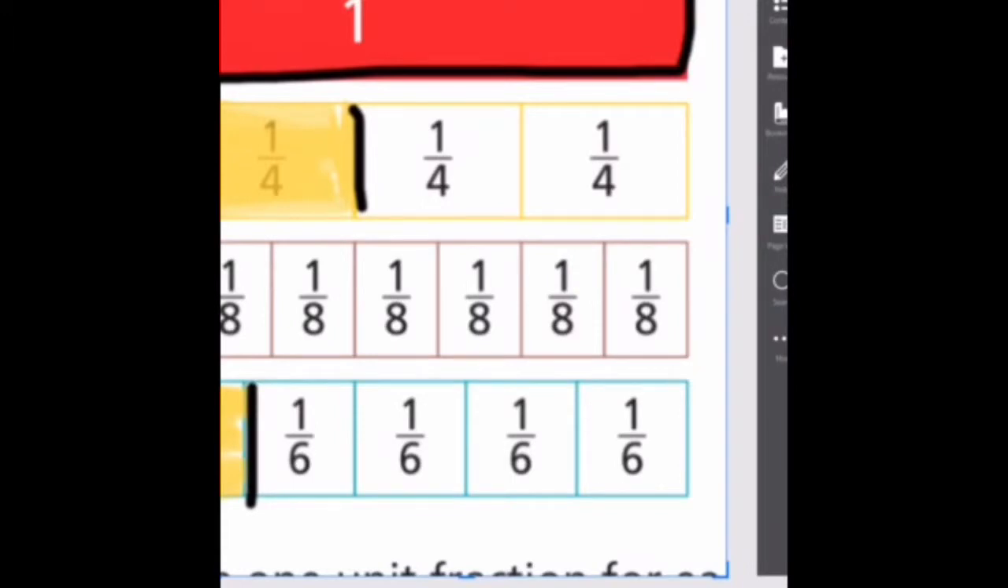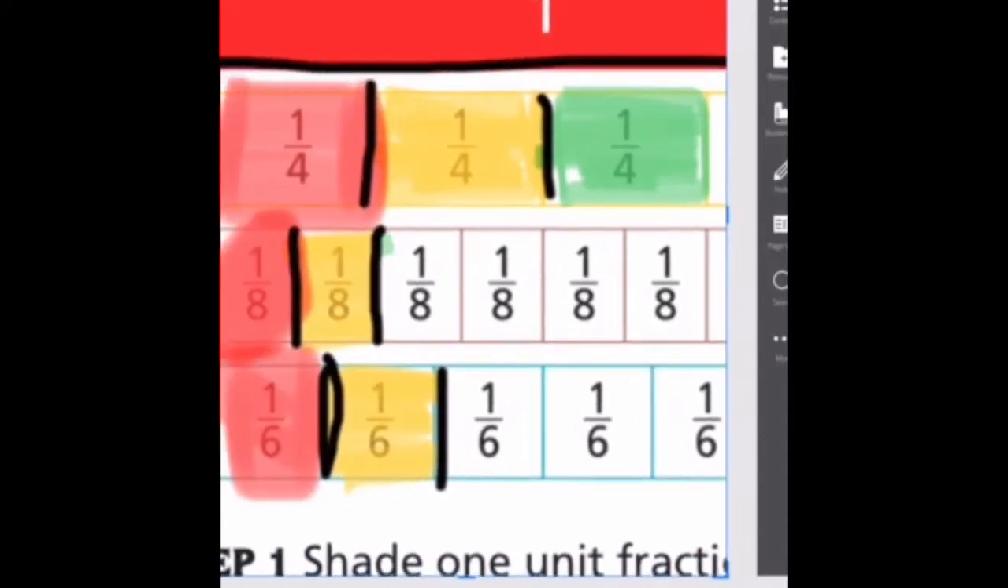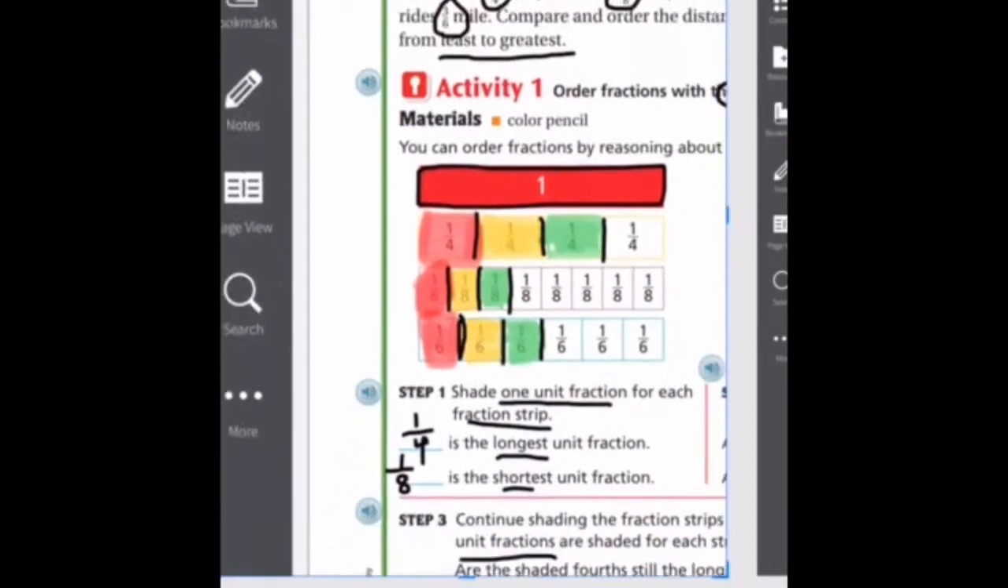And I'm going to change my color yet again. And shade, I'm going to use green, I guess, here. Shade that one in for the 4ths, the 8ths, and 6ths. Okay, 6ths are now ending here, 8ths are here, and 4ths are way over here.